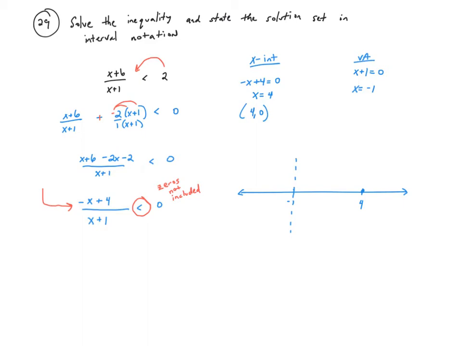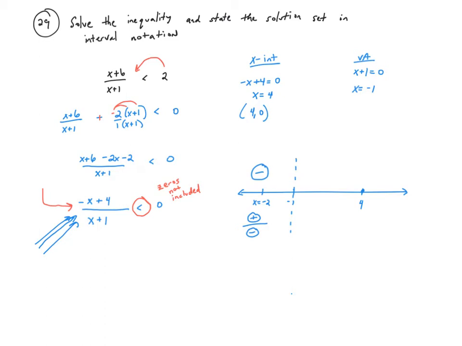In the interval negative infinity to negative 1, we can choose x equals negative 2. We're going to plug negative 2 into this function right here. So when we plug in negative 2, we get a positive number in the numerator divided by a negative number in the denominator. Positive divided by negative is negative. So the function takes on negative values when x is less than negative 1.